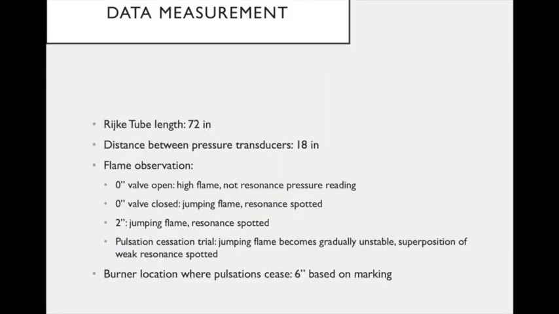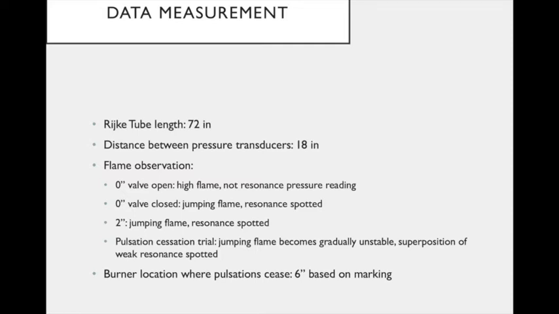For the data measurement, the Rijke tube has a total length of 72 inches. The distance between pressure transducers is 18 inches apart. For flame observation, at the 0-inch valve open marking, we have a high flame and there's no resonance pressure reading. But when the valve is closed, we see jumping flames, and we also spotted resonance from the pressure reading. At the 2-inch mark, there's still resonance spotted, and we also have jumping flame.